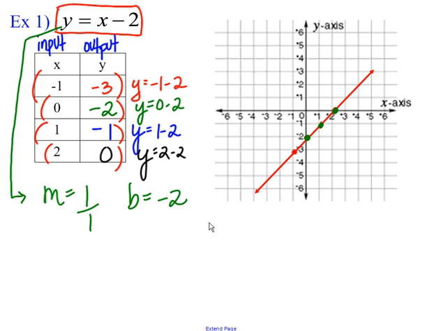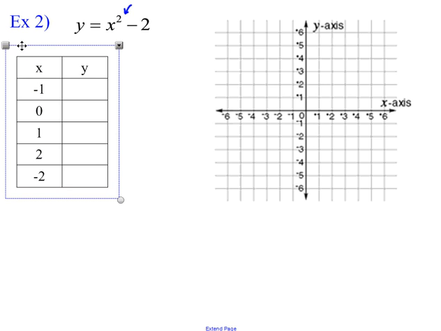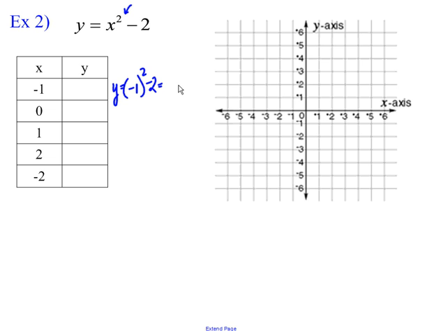Now let's apply this to something that's not linear. Let's try y equals x squared minus 2. Hopefully you have noticed the only difference between the previous equation and this one is that now we're looking at an x squared. So let's do the same thing with our input and our output, and put it together to get our numbers so that we can plot this together. So y equals -1 squared minus 2. -1 squared is 1, and 1 minus 2 is -1. So far, so good. Let's go to the next one. y equals 0 squared minus 2, which is 0 take away 2, which is -2.